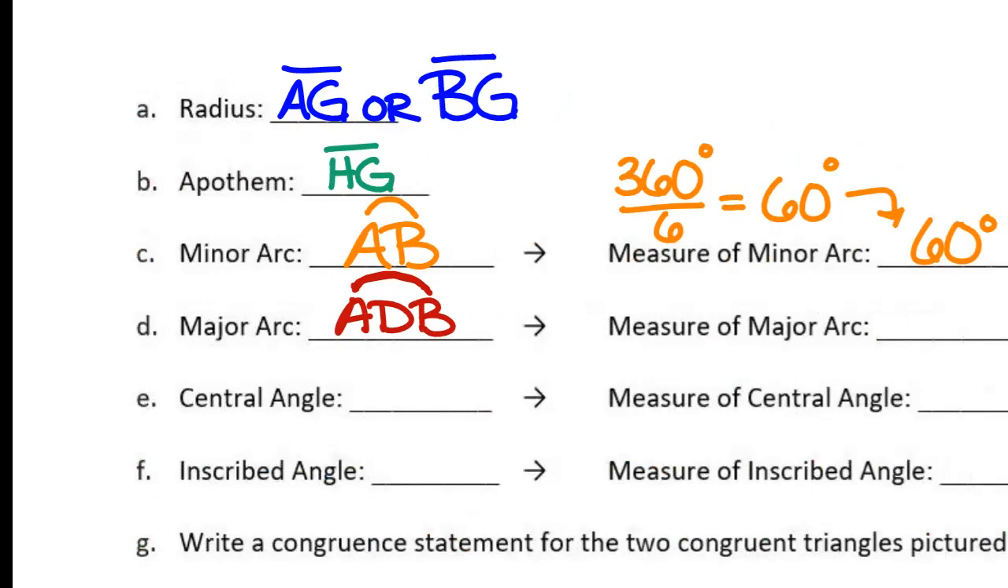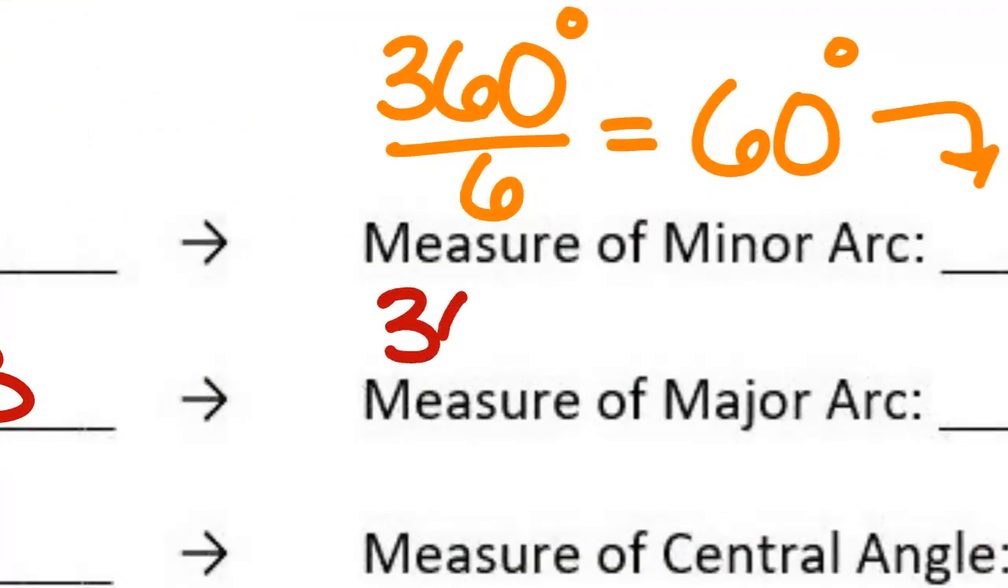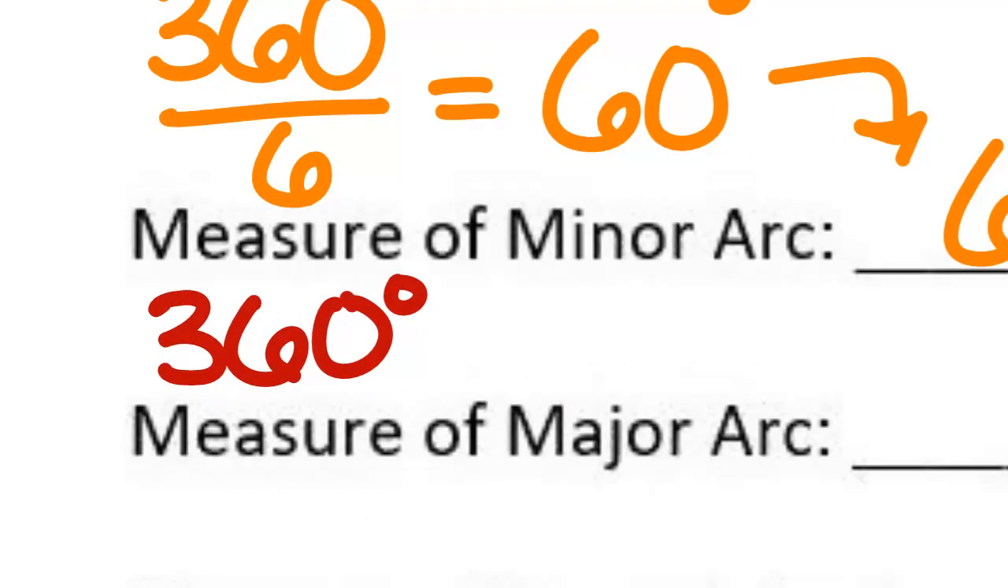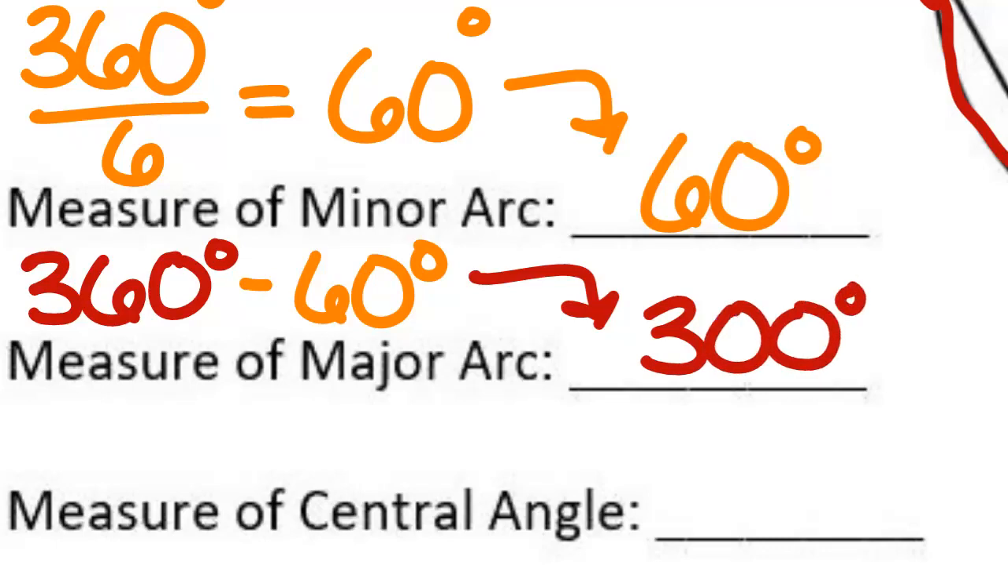To find the measurement of that major arc, we're going to take 360 degrees all the way around the circle, minus the measurement of the minor arc, so minus 60 degrees. 360 minus 60 gives me 300 degrees.